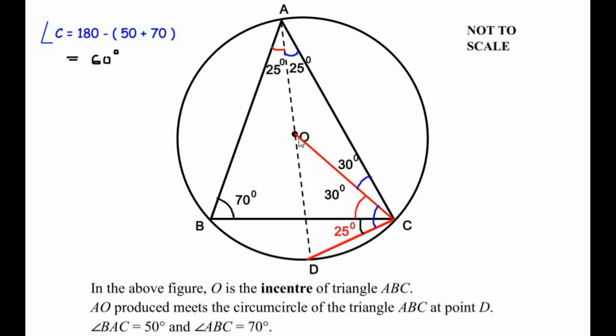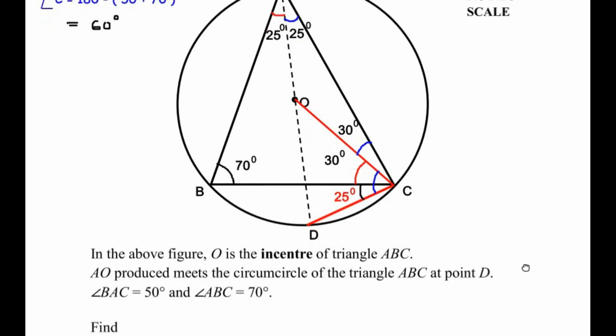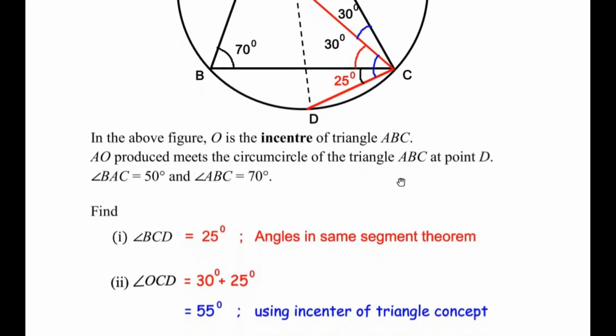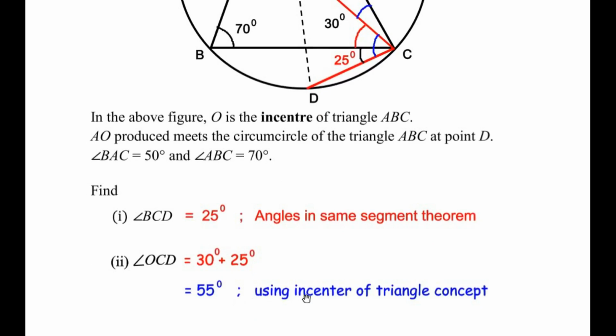Now once we have found out the angle OCB, we have to just add up the angle 30 with angle 25 to get the total angle OCD. So let us write here. So angle OCD is equal to 30 degree plus 25 degree, which will give us total of 55 degree. That is using the incenter of triangle concept.